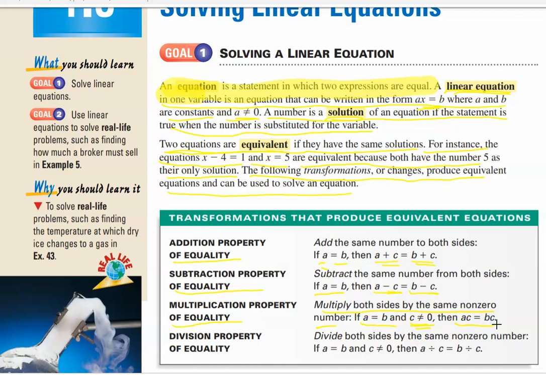And the last one is the division property of equality. Divide both sides by the same non-zero number. So if a equals b and c is not equal to 0, then a divided by c equals b divided by c. So those are all properties that allow you to solve equations. All right, let's apply that to equations we're going to talk about today.